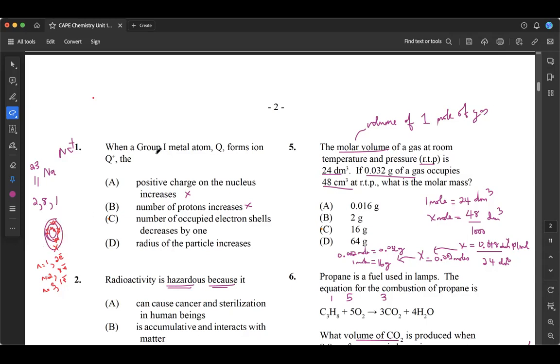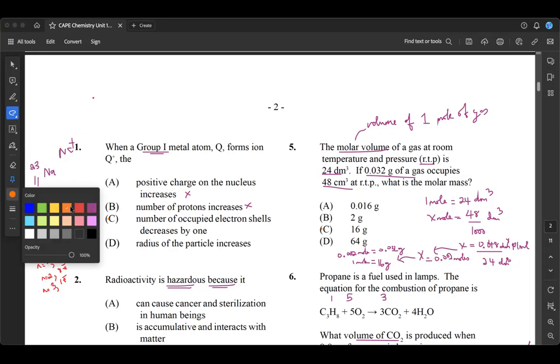And sodium is in group 1. So we're talking about group 1 metals here, and they all have what? 1 valence electron. So they all have 1 electron in their outermost shell. If they lose that 1 electron, they lose the whole shell, right? And so instead of now having 3 occupied shells, they'll only have 2. So the number of occupied shells does decrease by 1. So this is correct, okay? So our answer for 1 is C.